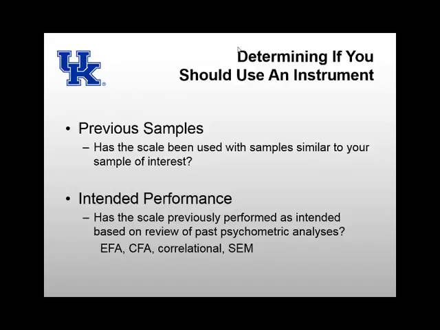And then also intended performance. Has the scale previously performed as intended based on review of past psychometric analyses? For example, with another measure I used in my dissertation, there were a lot of controversial studies about one subscale in this measure not performing as intended. So figuring out ahead of time how I should use this, and thinking about what the past literature is telling me, would be a really useful exercise before you've already collected your data, and I would recommend it.